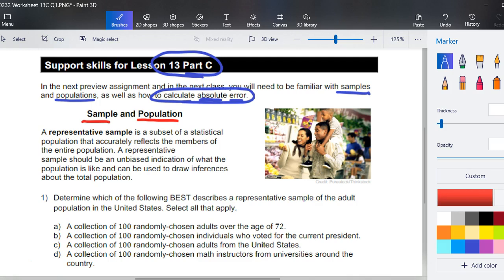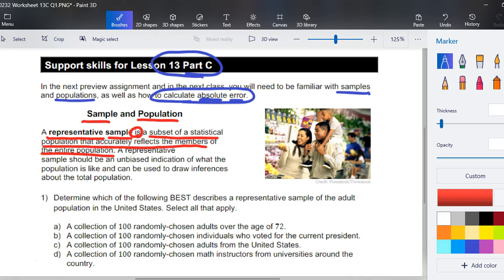And so let's start with a representative sample. A representative sample is, this is where we start writing it down, a subset of a statistical population that accurately reflects the members of the entire population. I would write all of that down because it does need to say information like it's a subset of this population that we're going to be looking at, and that it accurately reflects the members of the entire population. It's got to really be a representative sample.